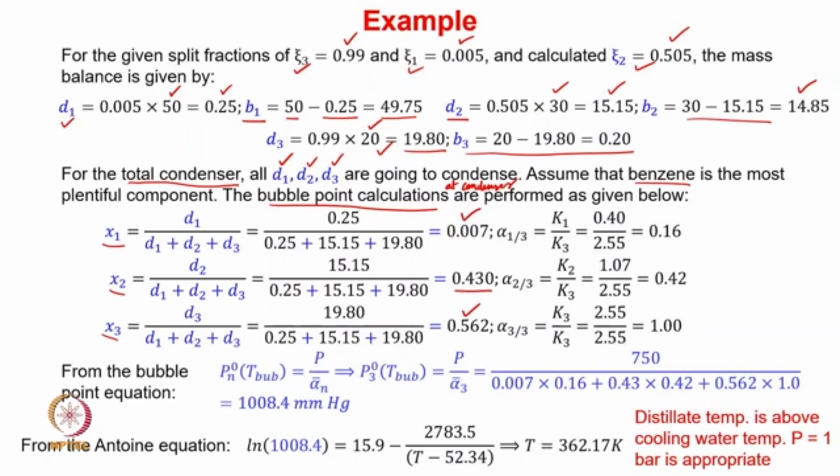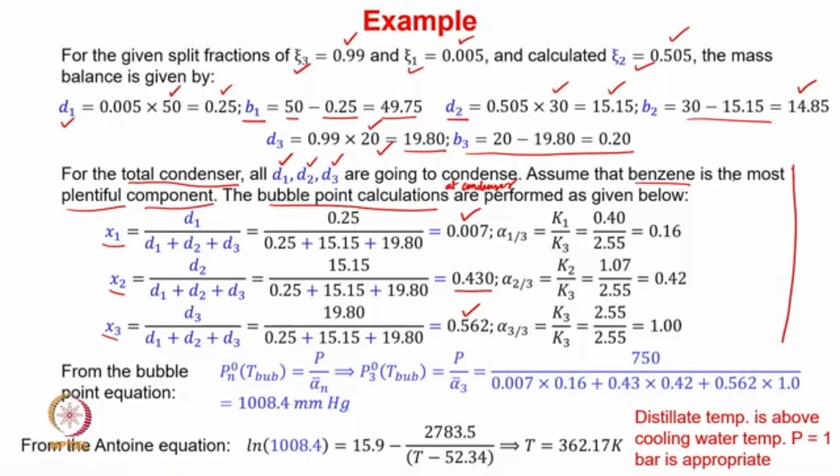Now again we can calculate. Remember, in this case, since the benzene is abundantly present, it's a plentiful component, we have to calculate the relative volatility with respect to benzene here, only for these bubble point calculations here at the condenser. Remember, when we are doing the bubble point calculations for the condenser, now we have to do the calculations based on the component which is available in a plentiful amount.